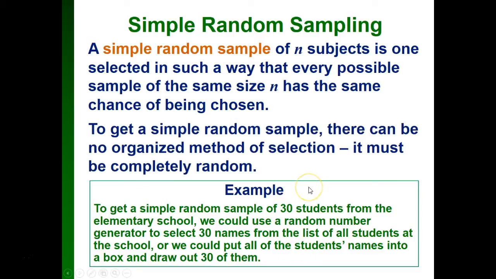And how to do this? For our elementary school example, if we wanted a simple random sample of 30 students, we could either use a random number generator to select 30 names from the list of all the students at the school, or we could take all of the students' names, write each one on a slip of paper, put all those into a box, and then draw out 30 of them. So again, there's no organization. We're not dividing anything up into groups or classes or anything like that.